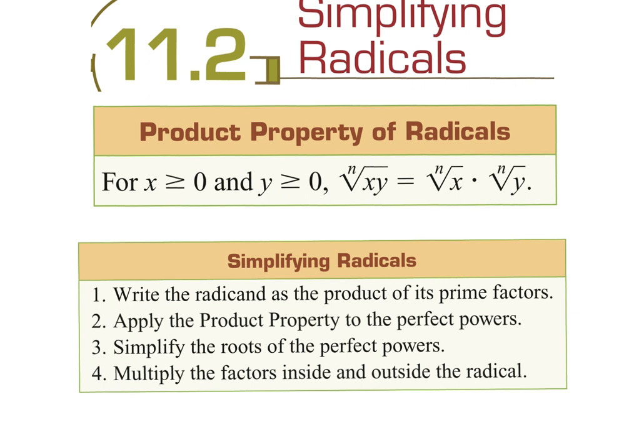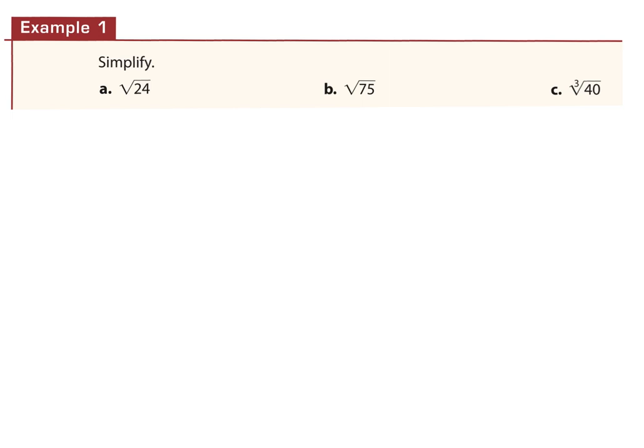So to simplify radicals, you need to write the radicand as the product of its prime factors, apply the product's property, simplify the roots, and multiply the factors outside. So there are going to be times when you recognize this a little bit easier than others, and I teach it a little bit differently than they do. So we're going to do factor trees to do ours, because I don't think you always recognize the perfect root.